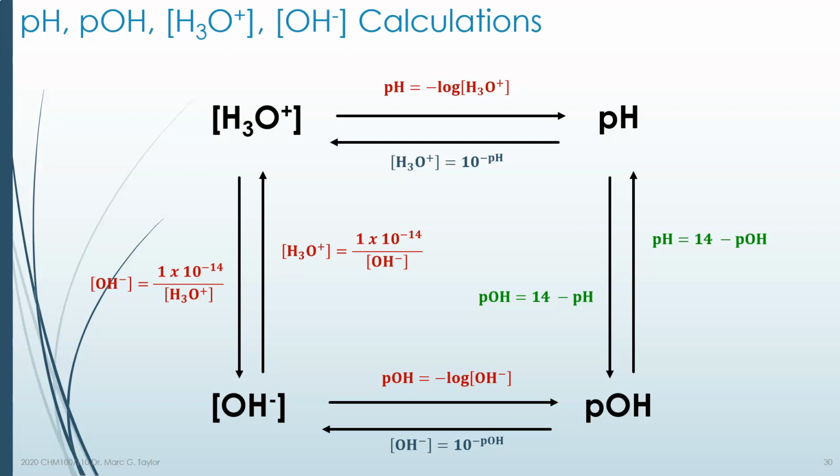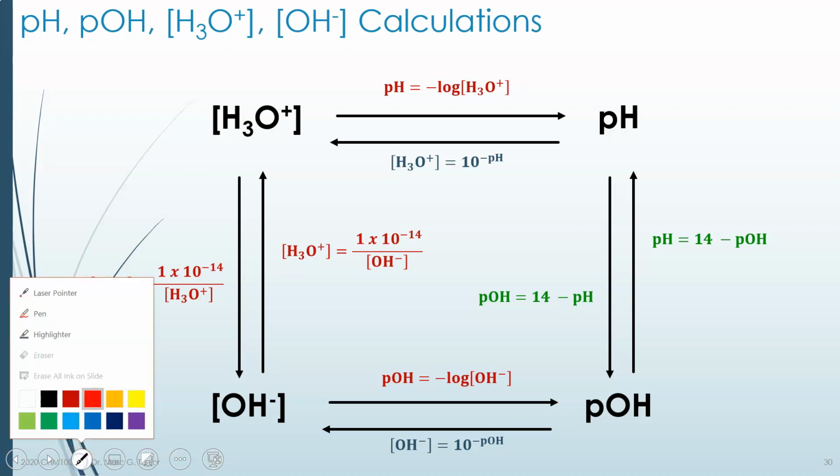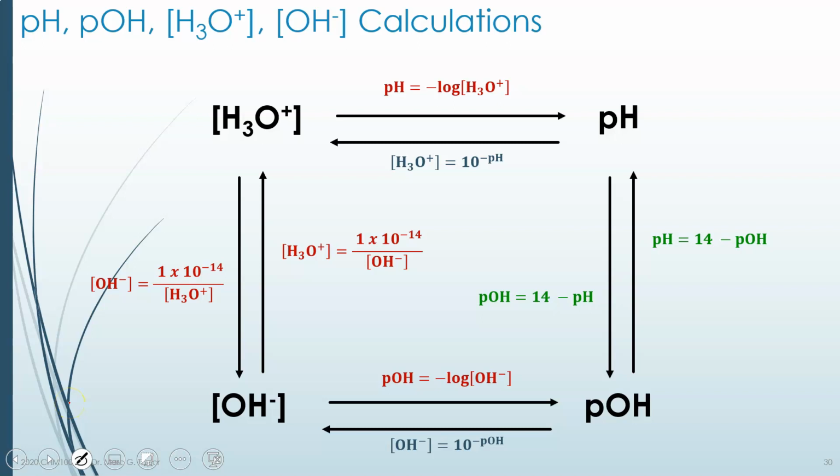So we've already talked about how to calculate pH from hydronium ion concentrations, otherwise known as proton concentrations. And we've talked about how to calculate pOH from hydroxide concentrations. We talked about the fact that the hydronium ion concentration times the hydroxide concentration equals 10 to the minus 14, or 1 times 10 to the minus 14 molar squared. And we talked about how pH plus pOH equals 14 always, as long as you're at 25 degrees centigrade.